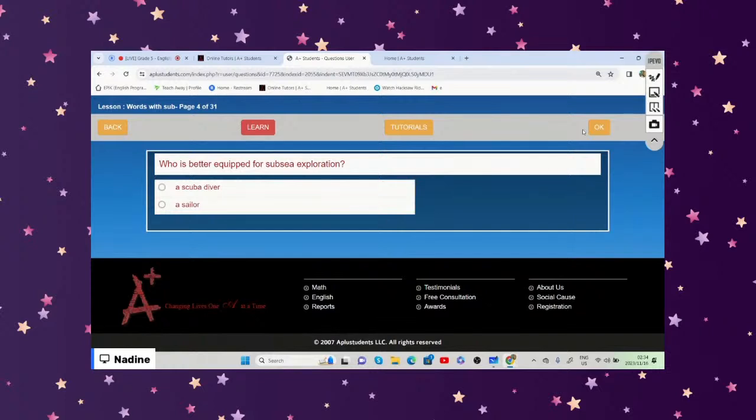And who is better equipped for subsea exploration? So, exploration is when you are doing certain activities underwater, exploring things underwater, and that is why we say subsea exploration. And the people who are more equipped for subsea exploration are scuba divers.